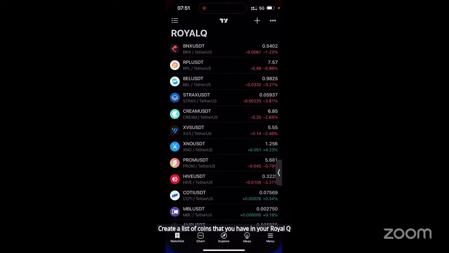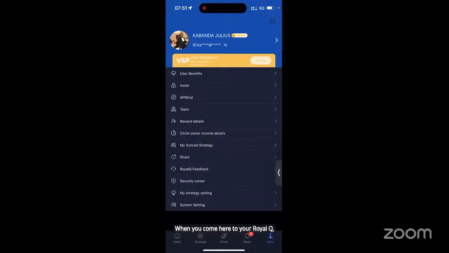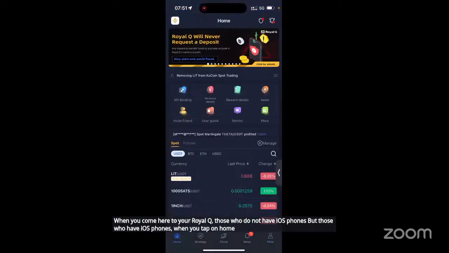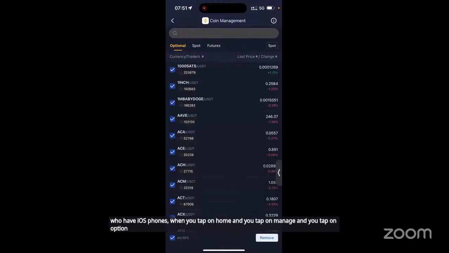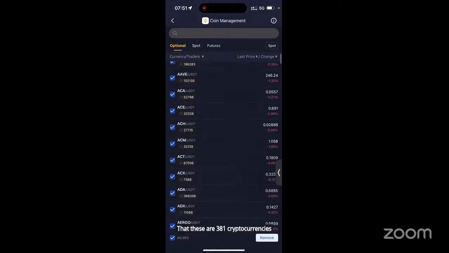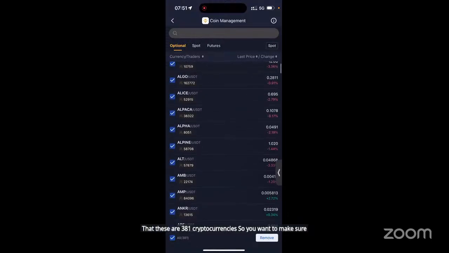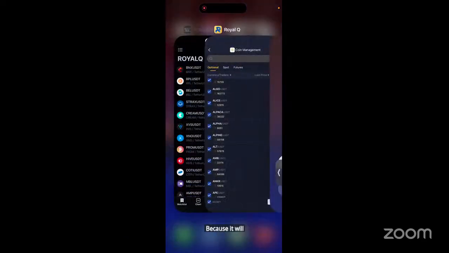For example, I'm doing a recap. When you come here to your Royal Q, those who do not have iOS phones, but those who have iOS phones, when you tap on home and you tap on manage and you tap on option and you tick below, to try to show you that these are 381 cryptocurrencies. So you want to make sure that you have all these coins on your watch list because it will help you trade better.